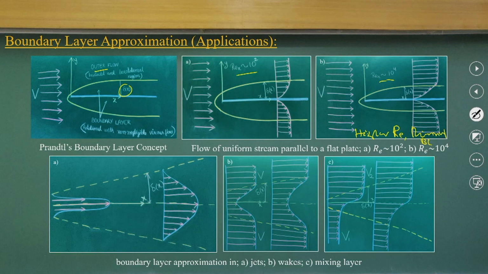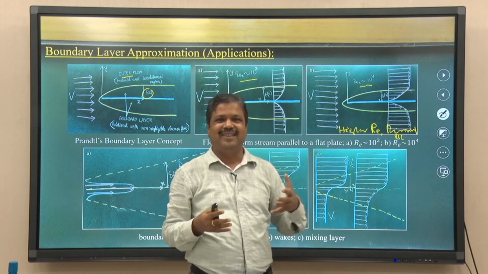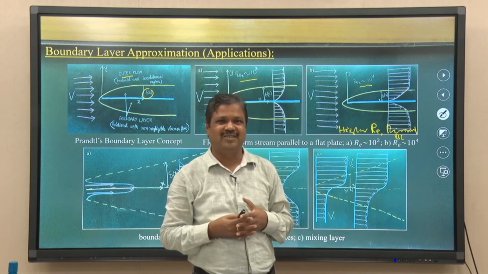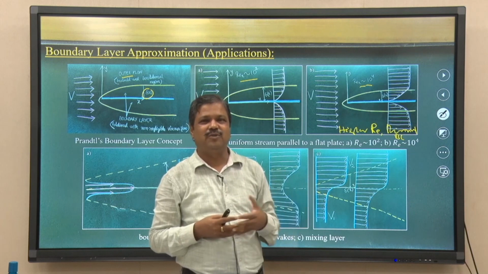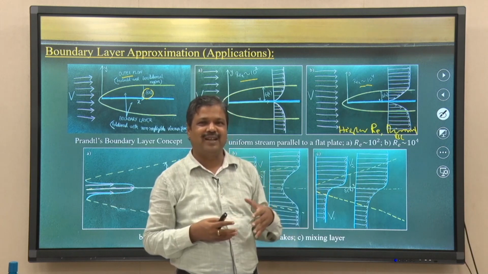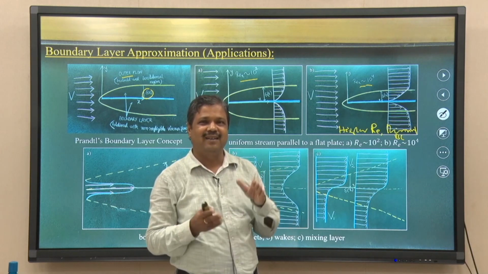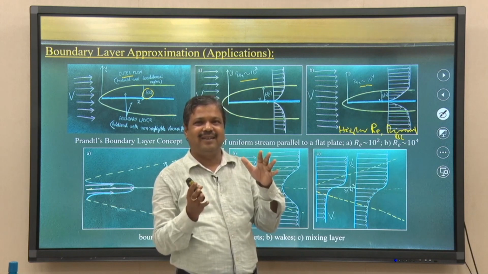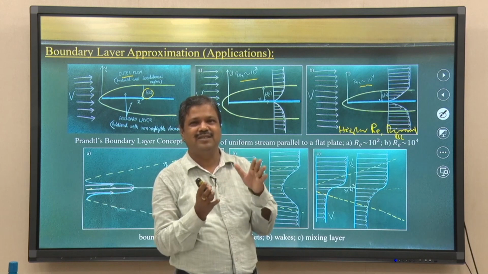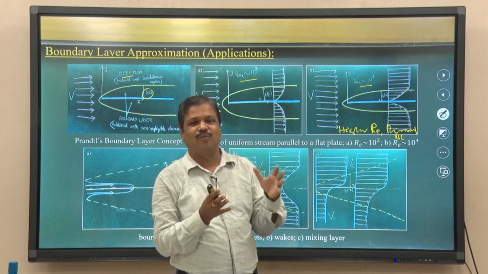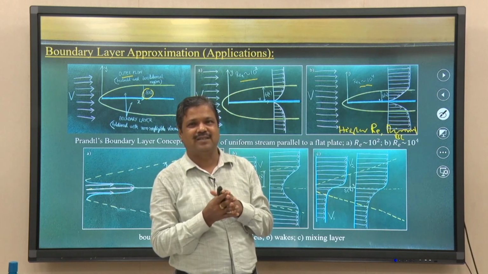That is what you have to remember, or conceptually try to understand: when you have a higher Reynolds number, that means the ratio between the inertia and viscous force is higher. You can understand that the thickness will reduce, because the viscous force is lesser as compared to the inertia forces.